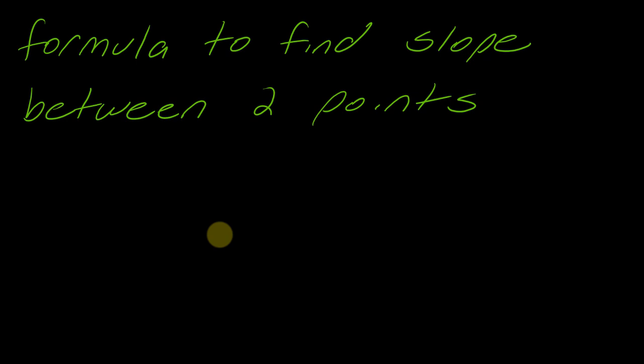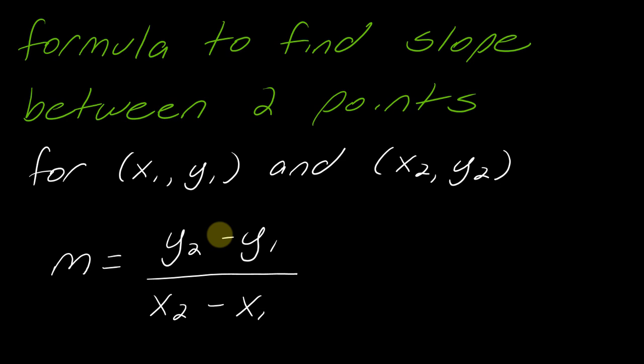There is also a formula to find slope between 2 points. If I have 2 points, we'll call them x1, y1 and x2, y2, this is the slope formula. It's y2 minus y1 over x2 minus x1. The big thing that I want to impress upon you is that the points go together. It doesn't actually matter which one you call your x1, y1 and your x2, y2. It's just that the points have to go together.